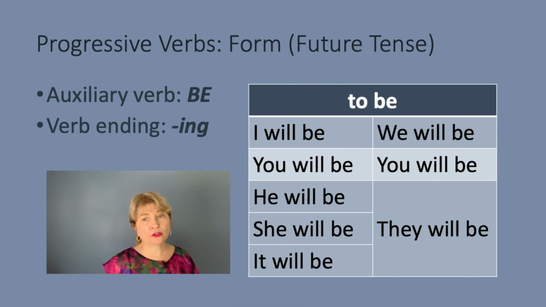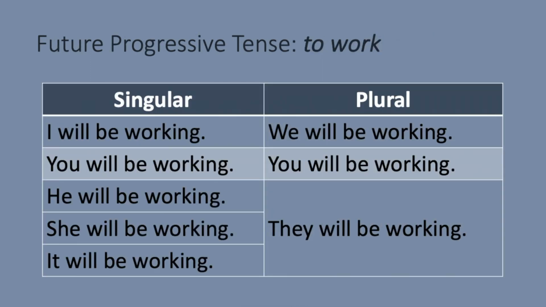Now let's look at the verb to work. I will be working. Do you see all of the parts I've described? You will be working. He will be working. She will be working. It will be working. We will be working. You will be working and they will be working. They're all the same except for the subjects.